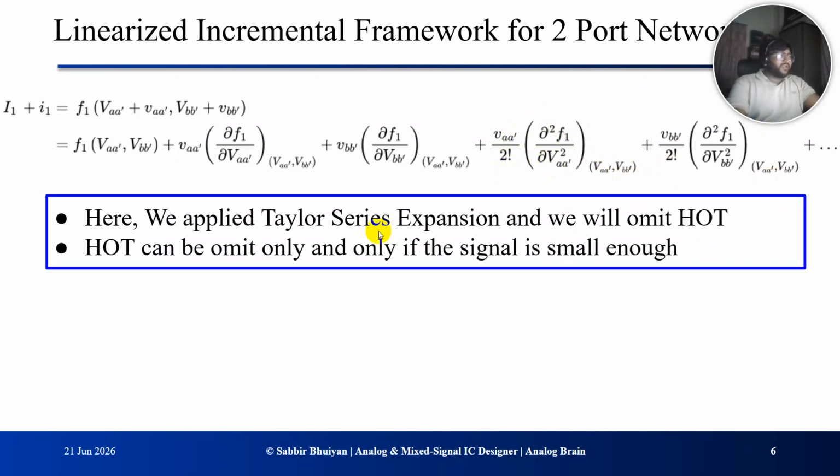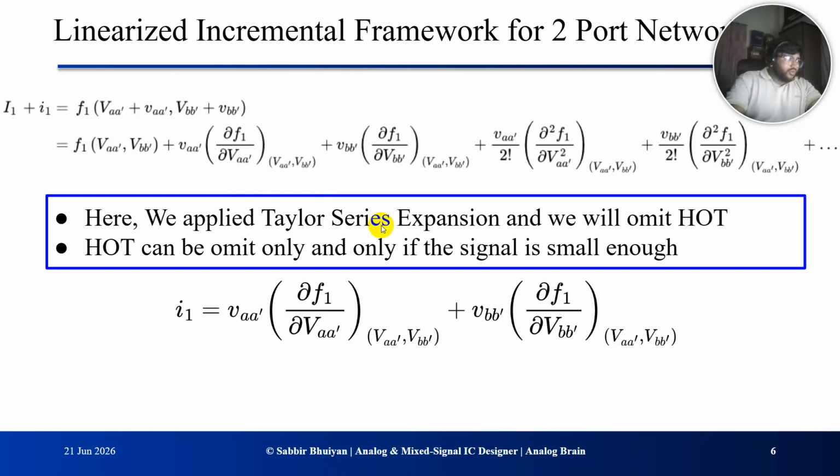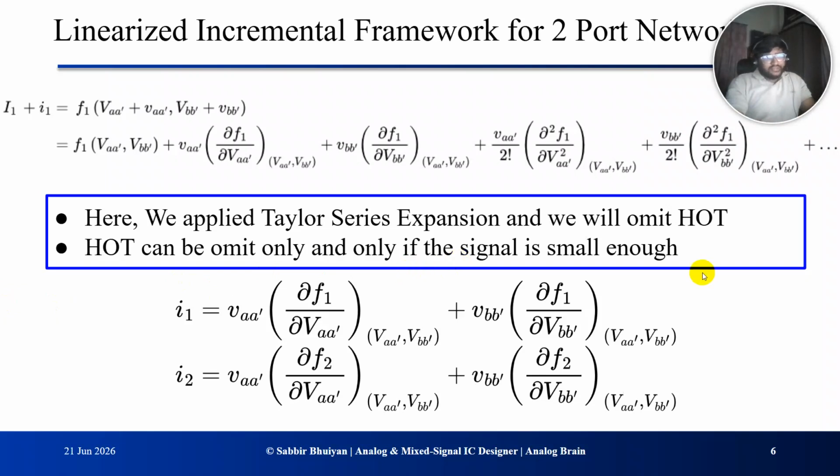Now here we apply the Taylor series expansion, and we'll omit the HOT. What does HOT mean? HOT means higher order terms. We can omit them only and only if the signal is small enough. So here I1 is VAA prime times dou F1 dou VAA prime, and I omit the higher order terms. Now we can also do this for I2 the same way.